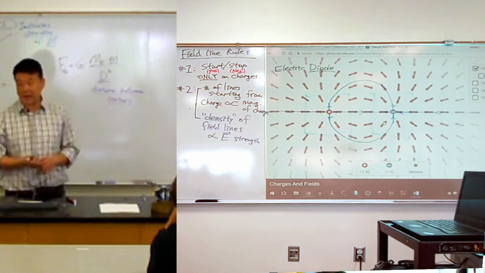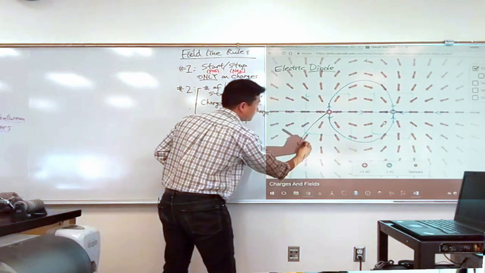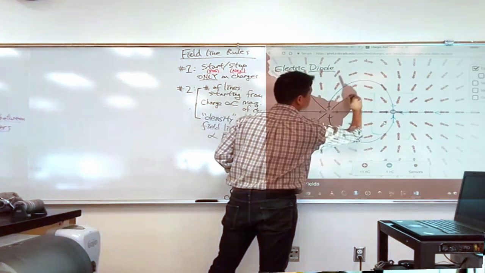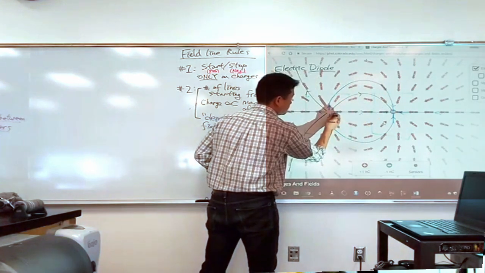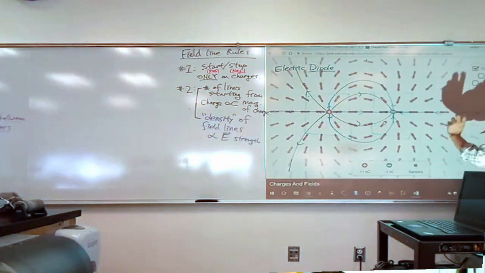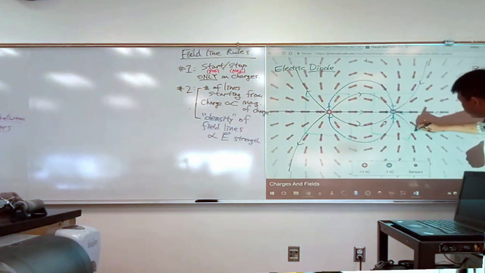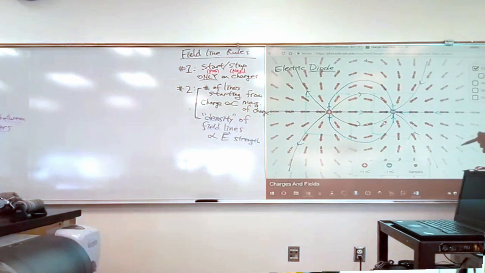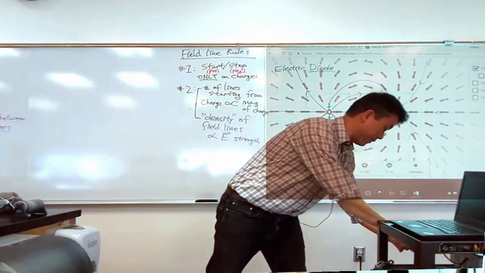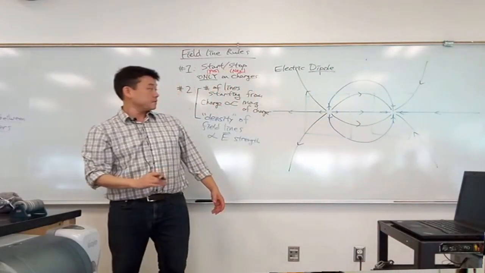If you drew 8 lines per charge, then this is what it would look like. Here's 4 more lines coming from the positive charge. 4 more lines. And 2 of those are 2 of the 4 here. So let me draw 2 more here. So if I drew 8 lines per charge, then this is sort of what it would look like. Let me cover this briefly, not too long, so that you can see what that looks like.